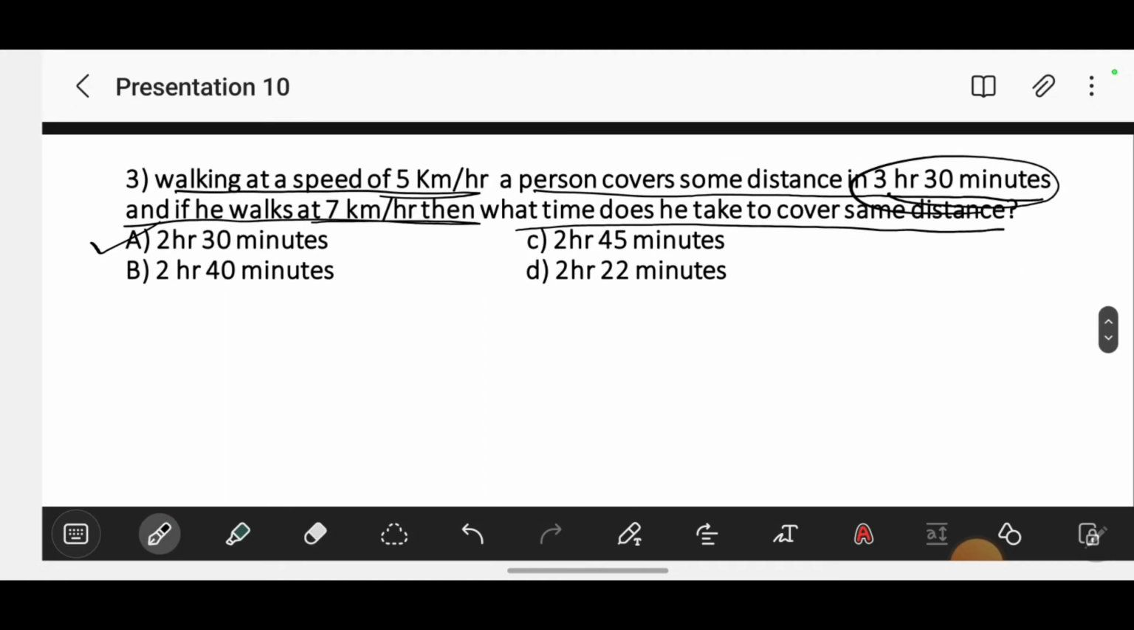Okay, listen carefully guys. A person is walking at a speed of 5 kilometers per hour. That means S1 is 5. If S1 is 5, he is saying T1 is 3.5 hours. And if S2 is 7, what is T2, he is asking.